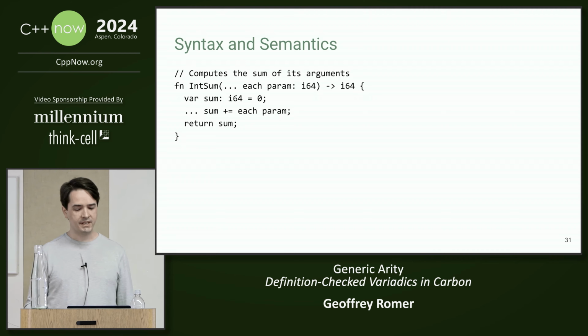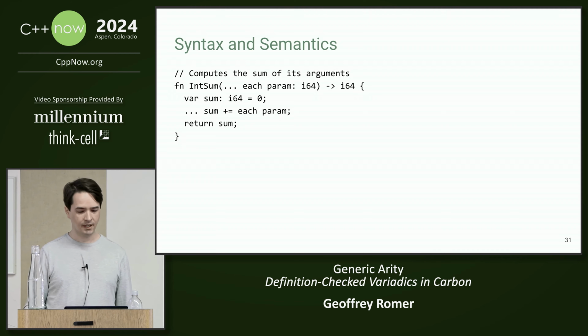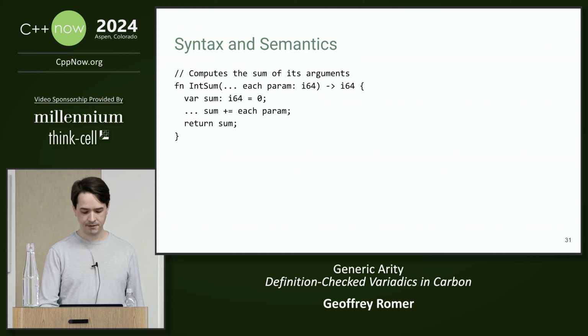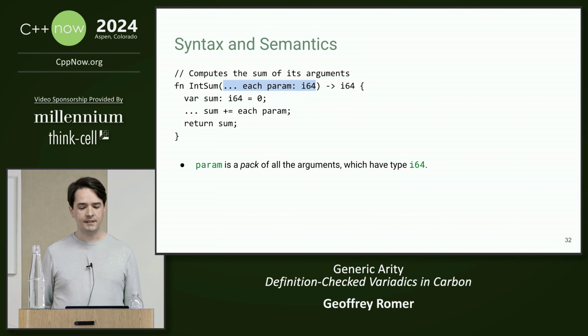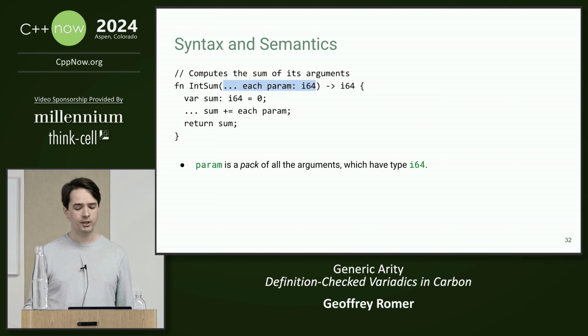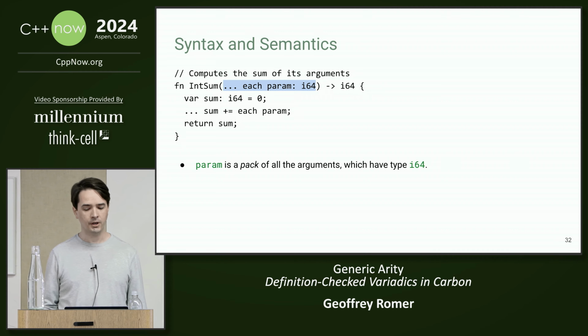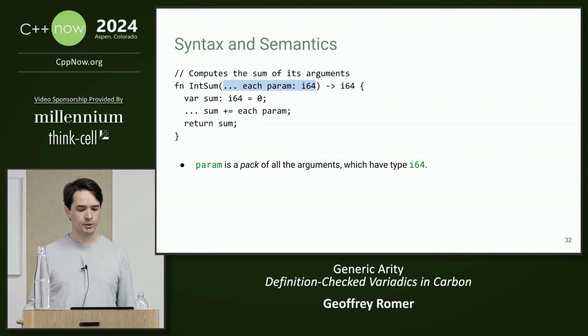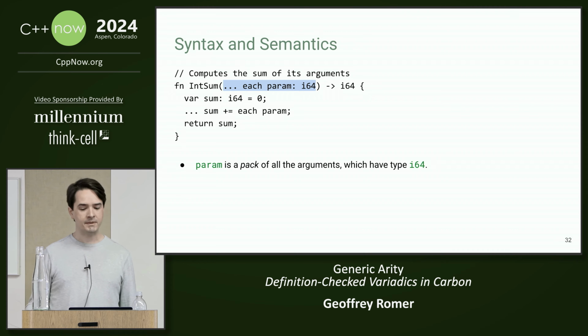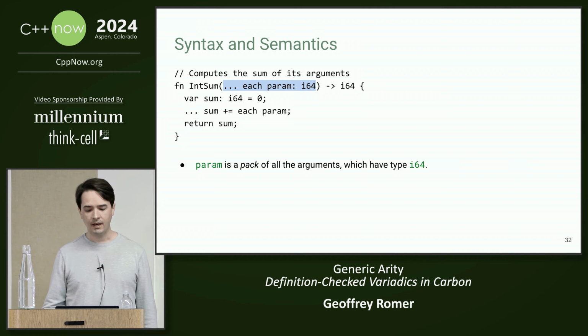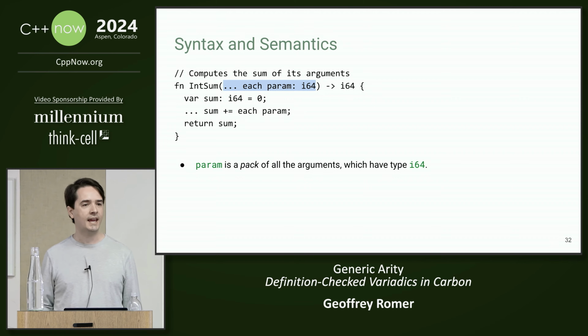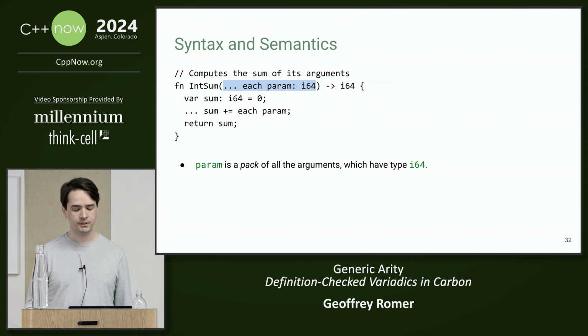So here's a simple example of a variadic function in Carbon that just returns the sum of its arguments. This parameter list says that int sum takes an arbitrary number of arguments that all have type i64 and binds the name param to those arguments. And param is a pack, which is a sequence of values, a lot like a tuple. The elements of a pack can have different types, but in this case they don't.